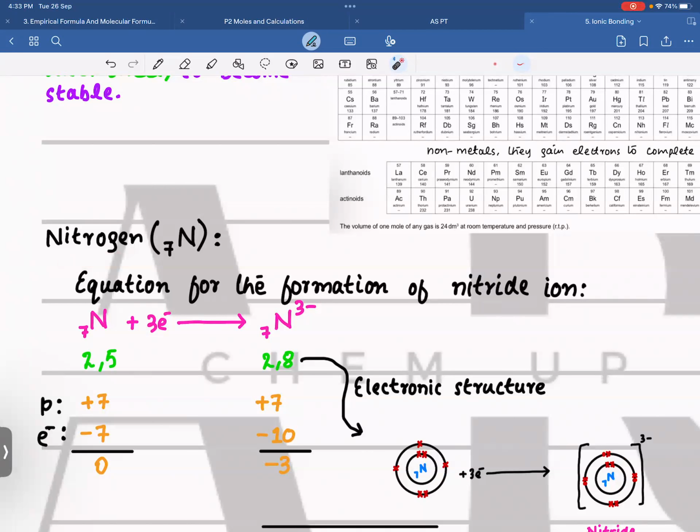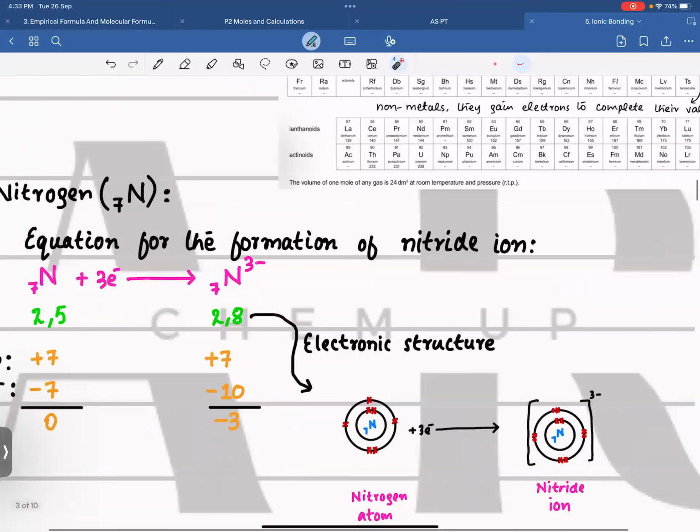So remember, whenever an atom gains electrons and becomes an anion, for the name of the anion we replace the last part of the name of the element with "-ide". Is this understandable? Yes, sir. Khatija? Okay, now have a look at the electronic structure.